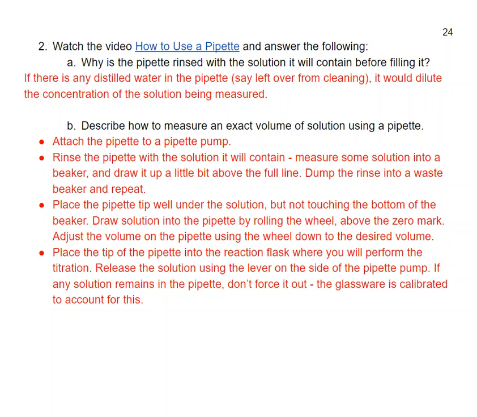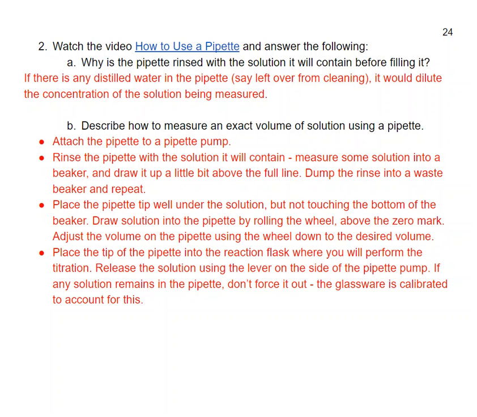So to measure an exact volume using a pipette, you attach the pipette to the pipette pump and you're going to rinse it with the solution it will contain. You want to fill it a little bit above the zero line and then dump the rinse into a waste beaker and repeat. So you want to be careful whenever you go to draw up your solution.